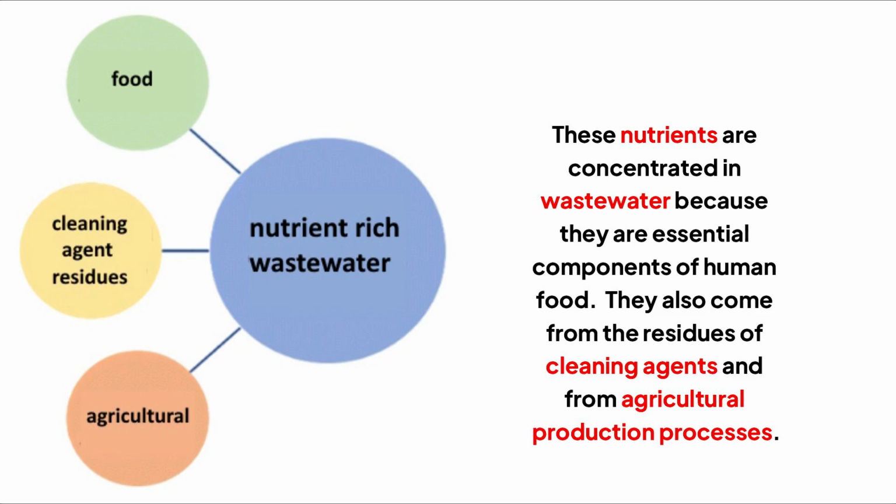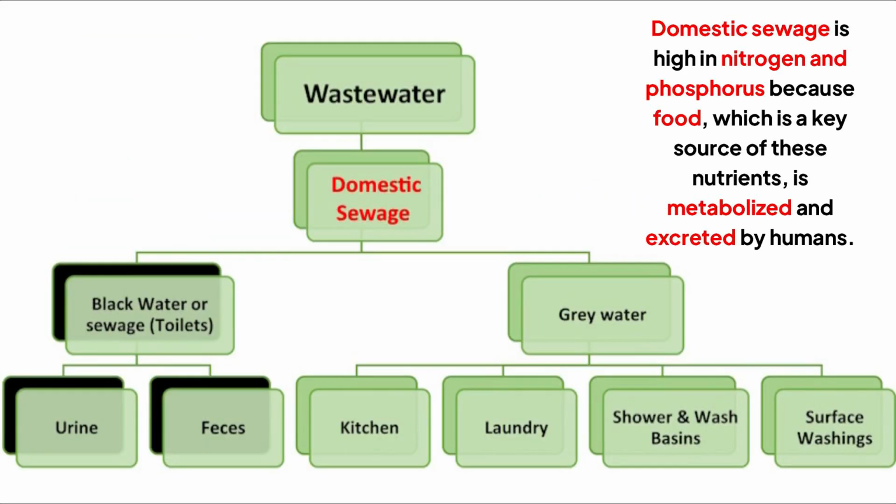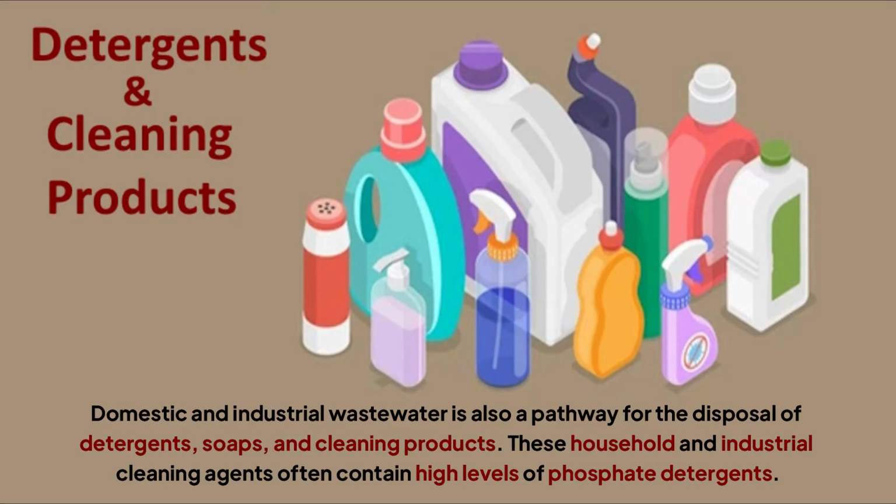They also come from the residues of cleaning agents and from agricultural production processes. Domestic sewage is high in nitrogen and phosphorus because food, which is a key source of these nutrients, is metabolized and excreted by humans. Domestic and industrial wastewater is also a pathway for the disposal of detergents, soaps, and cleaning products. These household and industrial cleaning agents often contain high levels of phosphate detergents.